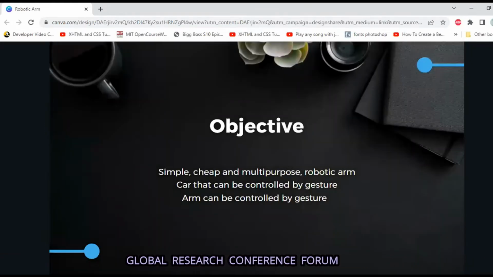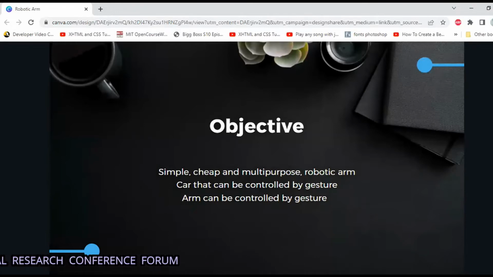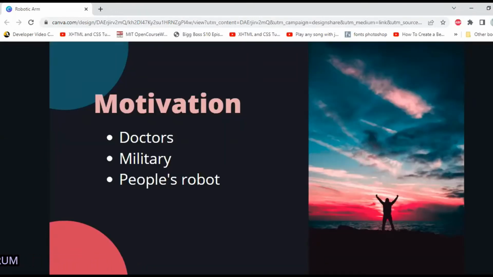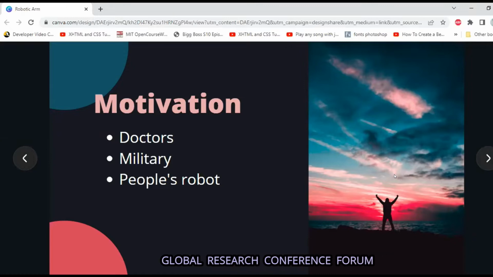Objective. Our team decided to make this robotic arm, which is gesture controlled, to enable the handicapped, doctors, and military to carry out their day-to-day tasks with ease and convenience, so that it saves their time and efforts. We believe machines should be made to make human life easier, and we tried to make this possible by bringing our gesture control robotic arm into existence.